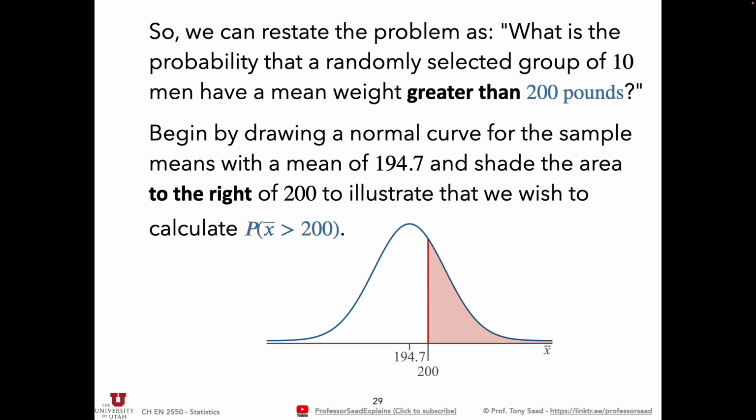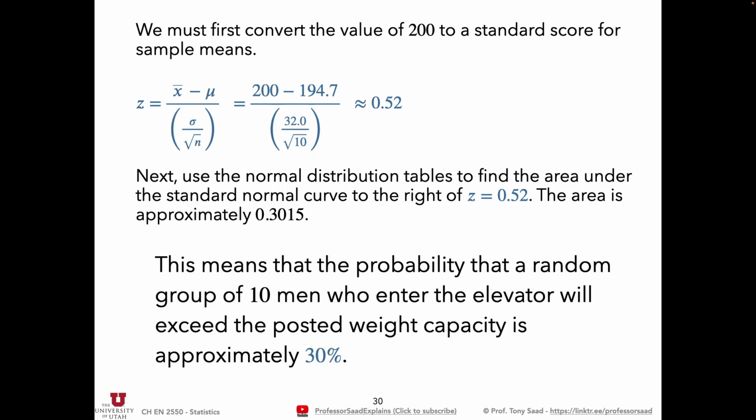We're looking at the area above 200 pounds. Right? So you compute the z-score and get the probability. And there's a 30% chance that these guys might crash the elevator. Next time you see 10 dudes going into an elevator, do not go in the elevator with them.